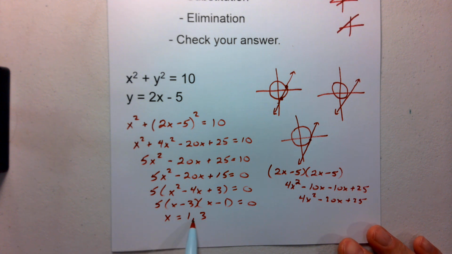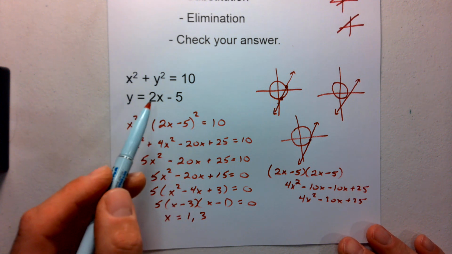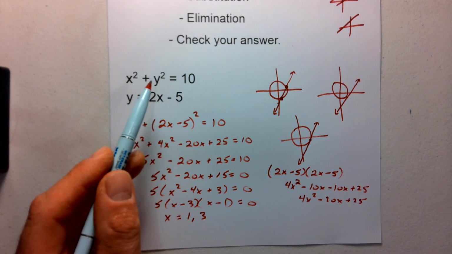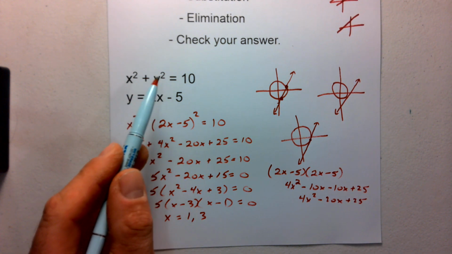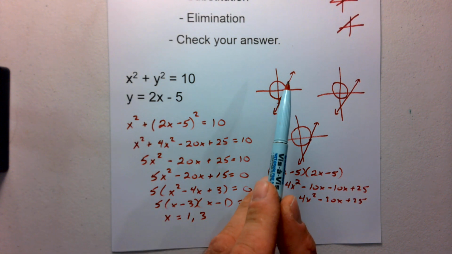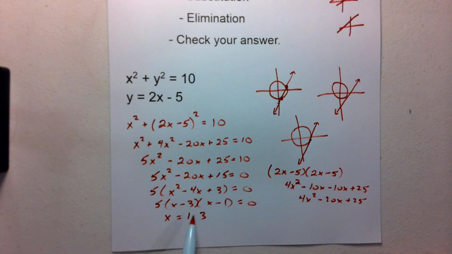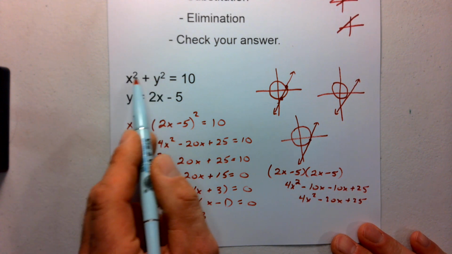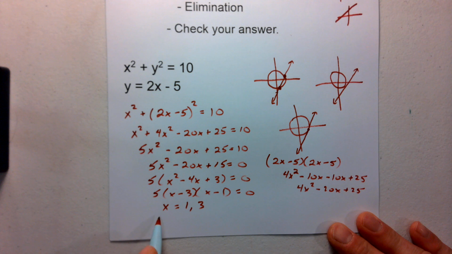Once I have my x values, I can go ahead and find my y values by substituting that back into one of my two equations. Remember, these are the points of intersection, so it doesn't matter which equation I choose, I'm always going to get a true statement for both equations. So I'm going to pick the easier one. I'm going to take y equals 2x minus 5. I don't really want to mess with those squared terms up there.